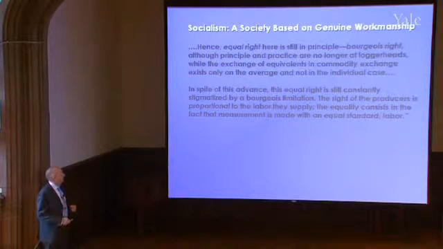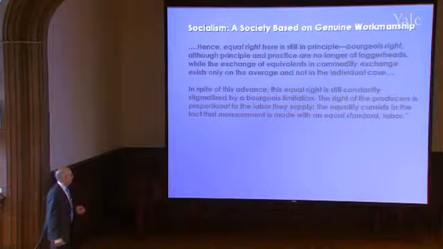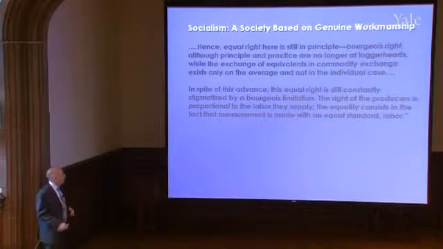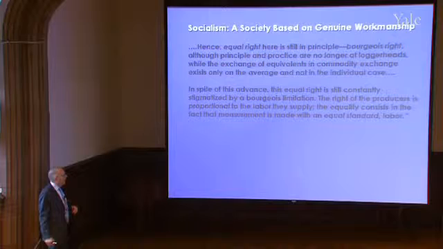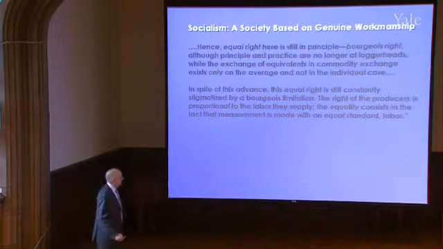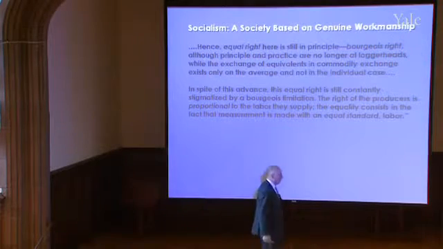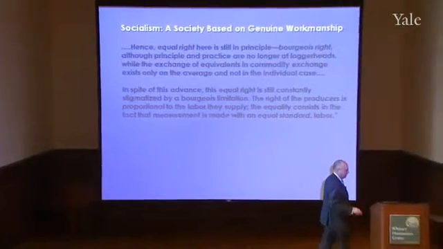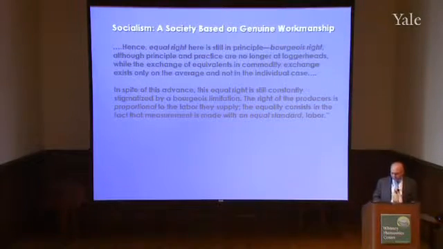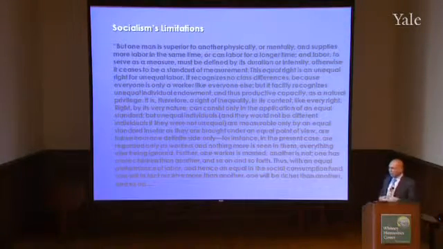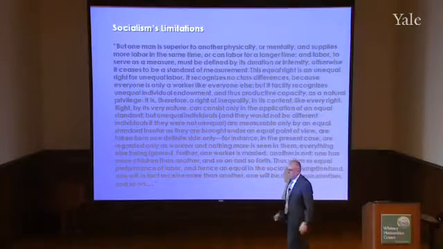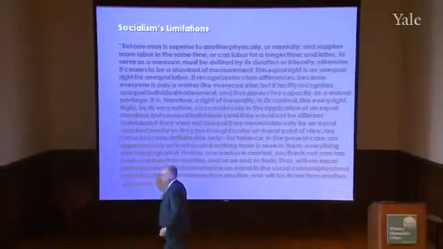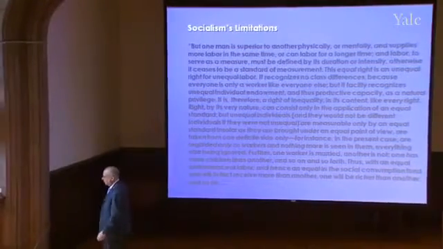But, he says, in spite of this advance, the equal right is still constantly stigmatized as a bourgeois limitation. The right of the producers is proportional to the labor they supply. And the equality consists in the fact that the measurement is made with an equal standard, labor. Now, what does all that mean? It's rather contorted language, but just look at a little more of the contorted language, and then I'll explain in words of one syllable what it means. This is from the Critique of the Gotha Program.